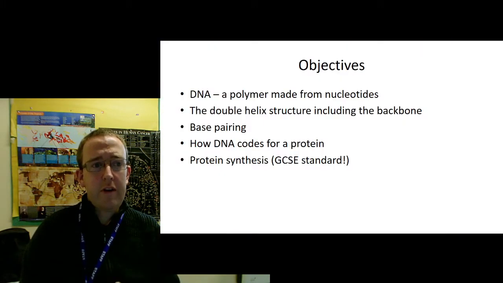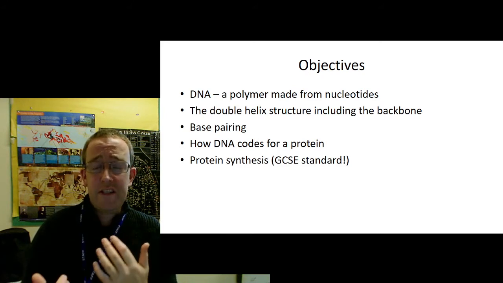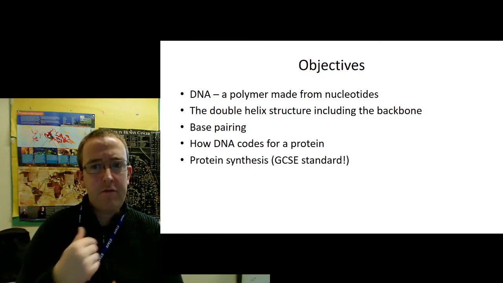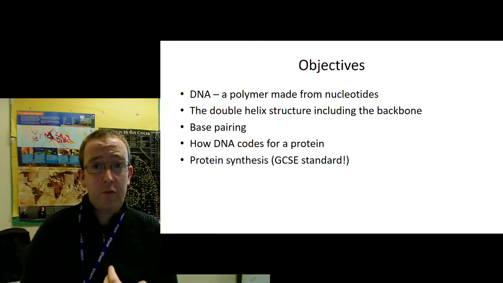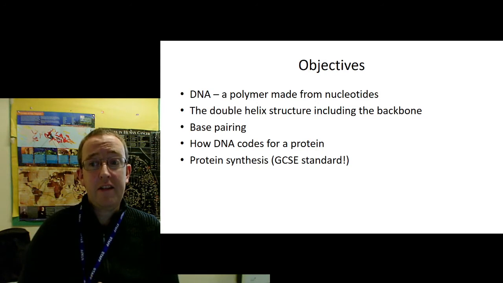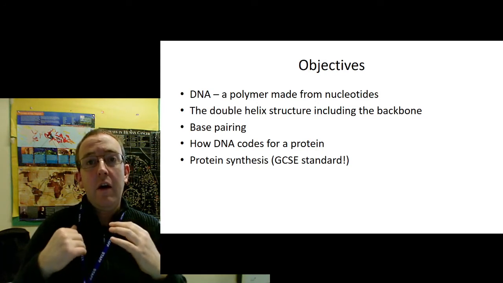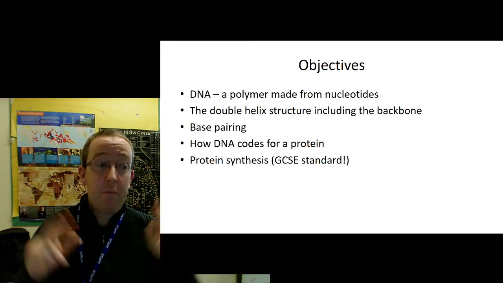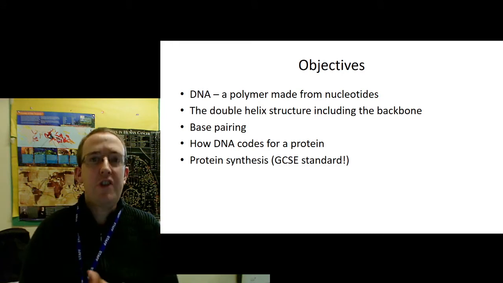So, we're going to crack on straight through these objectives. What is DNA? This polymer made of nucleotides, what is it? What the double helix is, the most famous of scientific images, the backbone, the bases, how they pair together, how DNA codes for a protein, and obviously then this idea, if we're going to put that in fancy terminology, of protein synthesis to a GCSE standard.